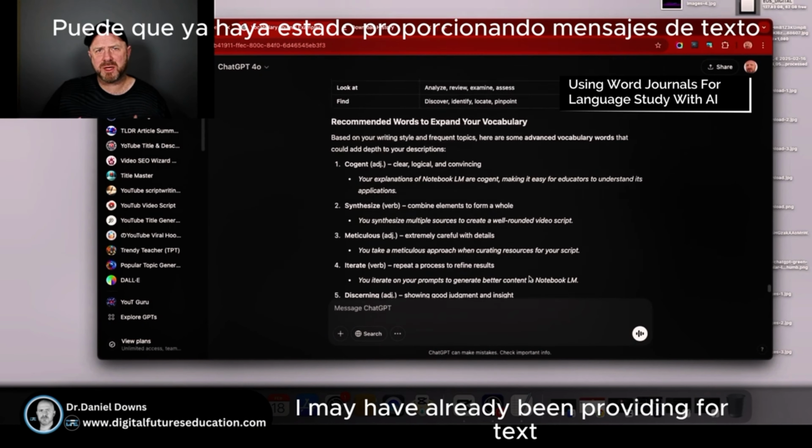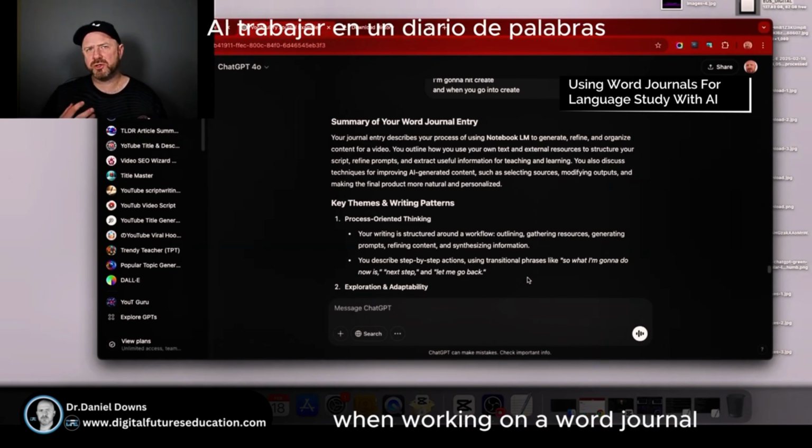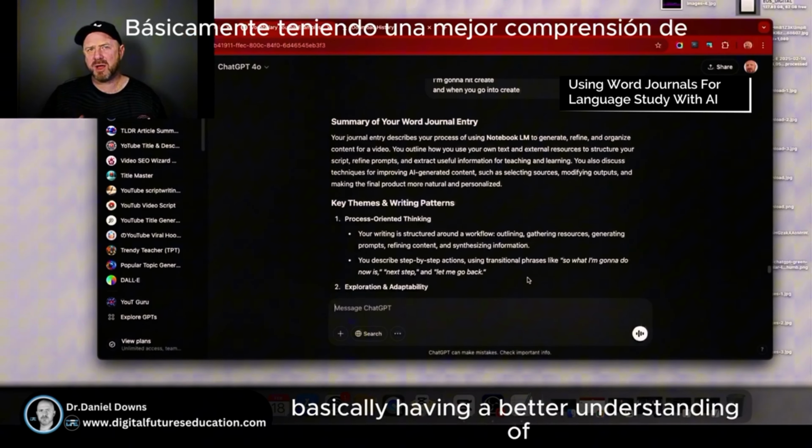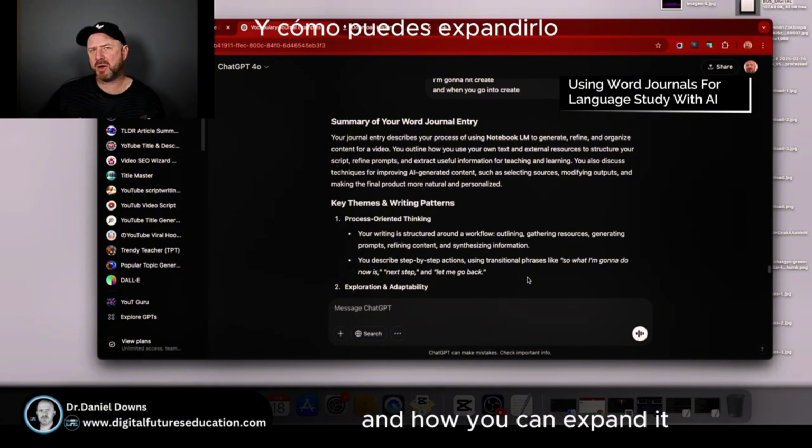So that can be very powerful when working on a word journal, basically having a better understanding of how your learning is going and how you can expand it.